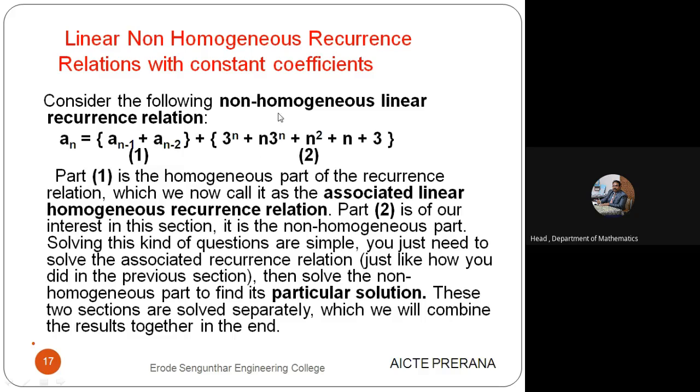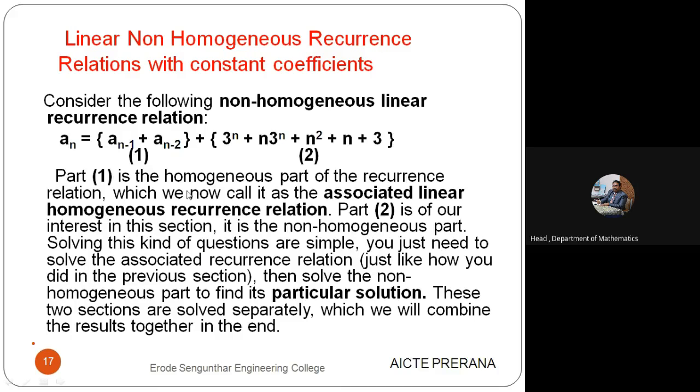Now consider the non-homogeneous linear recurrence relation a_n = a_{n-1} + a_{n-2} + 3^n + n 3^n + n^2 + n + 3. Here f(n) is this whole term. These parts are independent of a_n. Now we write the homogeneous part of this recurrence relation. This part is the homogeneous part, which we call the associated linear homogeneous recurrence relation.